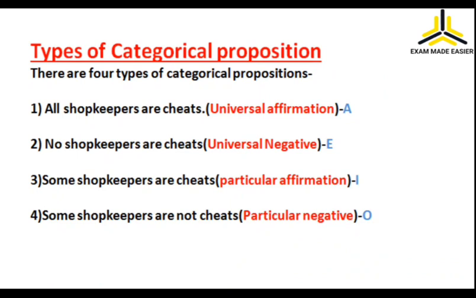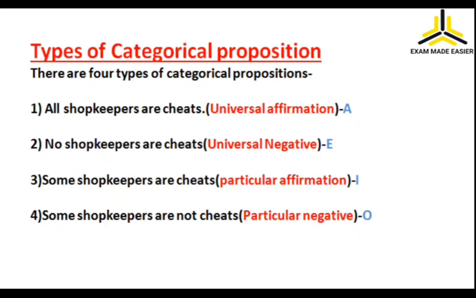First we saw the components of categorical propositions. Secondly, we have seen the terms used in categorical propositions. Now we will see the types of categorical propositions. What are the types? There are 4 types of categorical propositions.